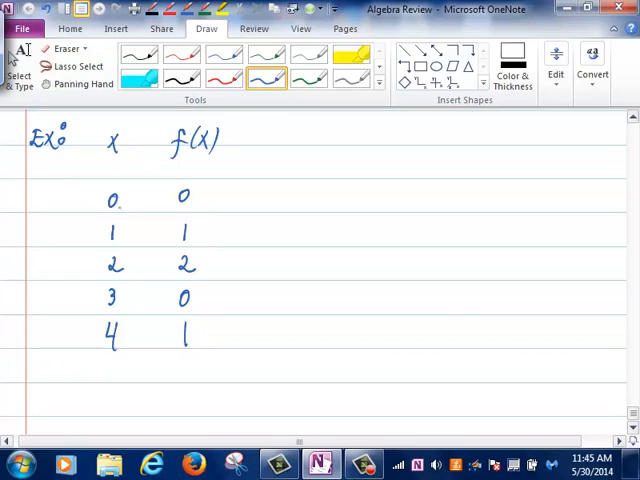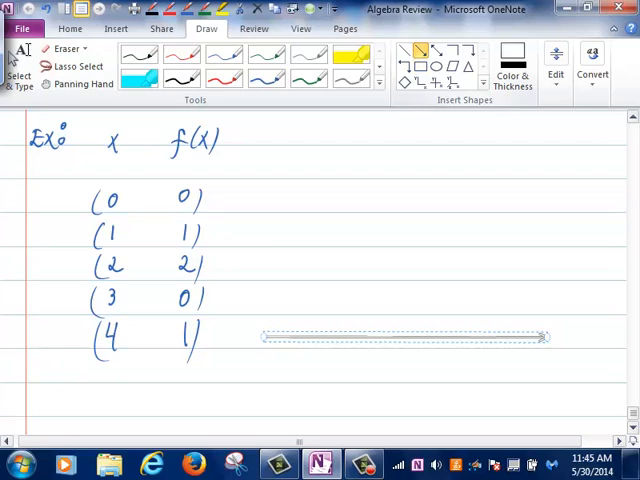Well, remember, we are going to pair up each input with the corresponding output, and plot them. So let's plot them in the xy plane. Let's say my unit length is here, 1, 2, 3, 4, 5, and so on, and my unit length here is like this.